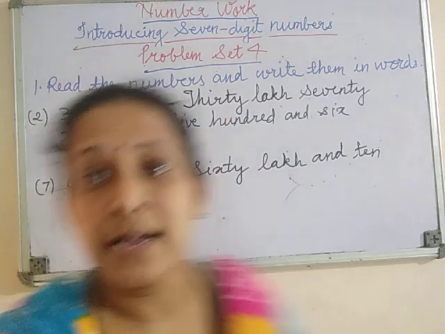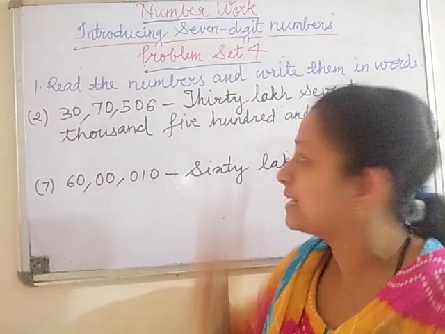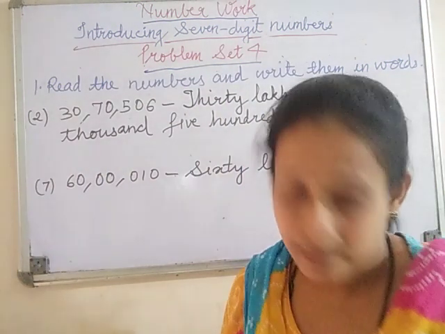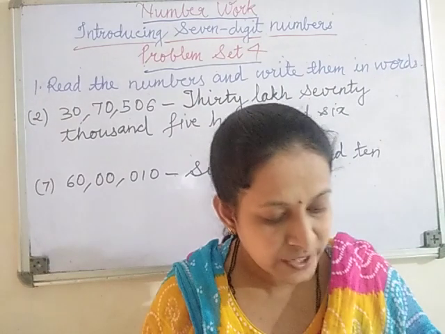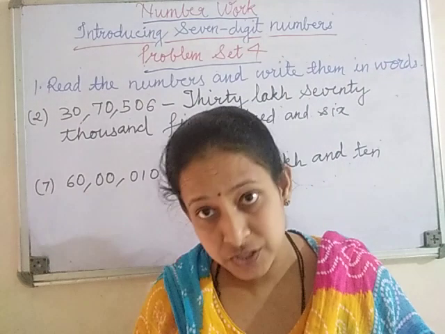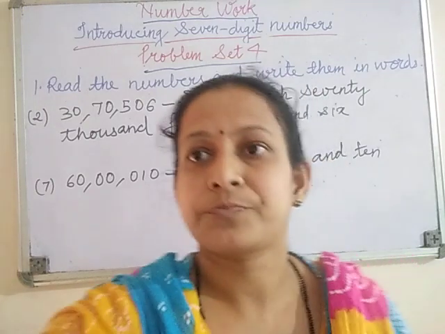So this is regarding how you are supposed to write the 7-digit number. Now the next part of the lesson is the expanded form of a number and the place value of the digit. So let's try to learn that now.